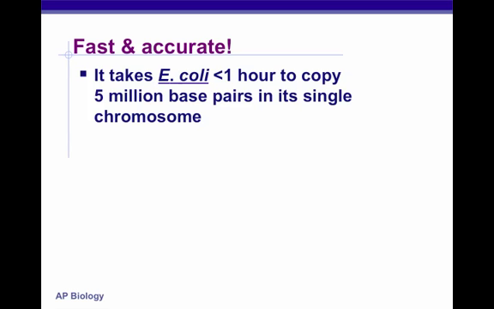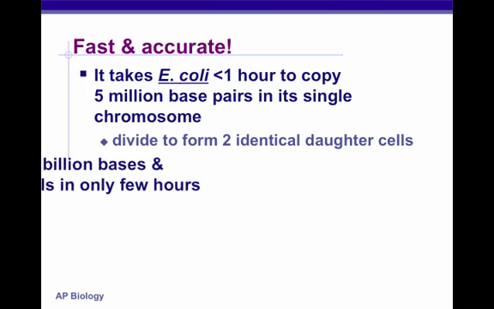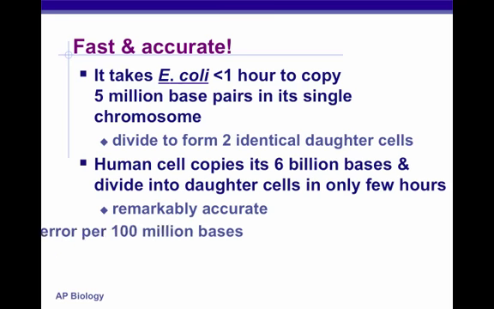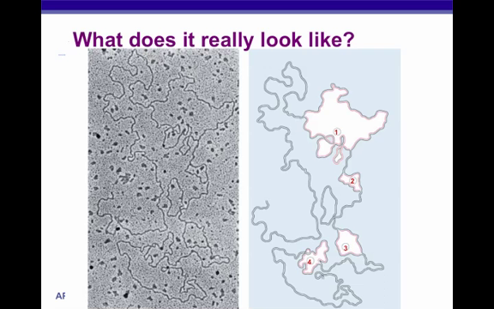It takes E. coli, which is a type of bacteria, less than an hour to copy 5 million base pairs in its single chromosome. And it divides to form 2 identical daughter cells. The human cell copies its 6 billion bases and divides into daughter cells in only a few hours. So it's remarkably accurate, and there's only about 1 error per 100 million bases, or about 30 errors per cell cycle. So what does it really look like?